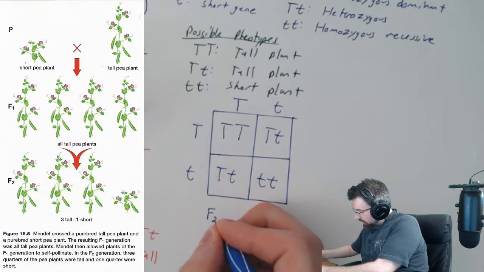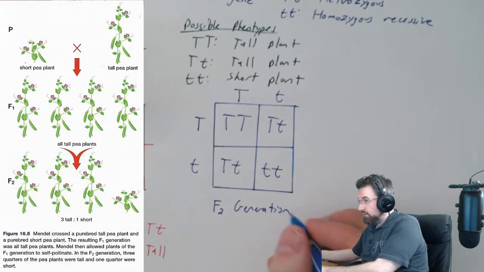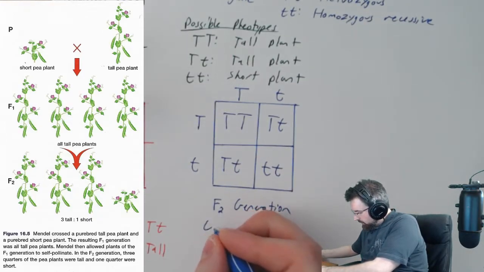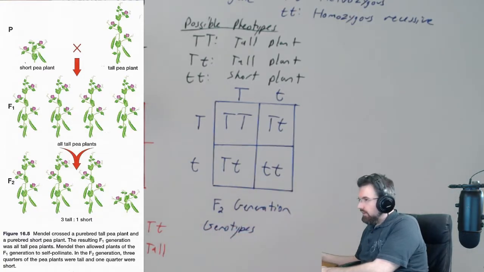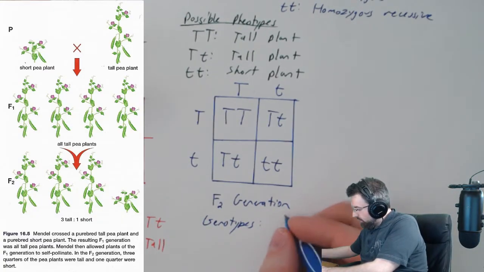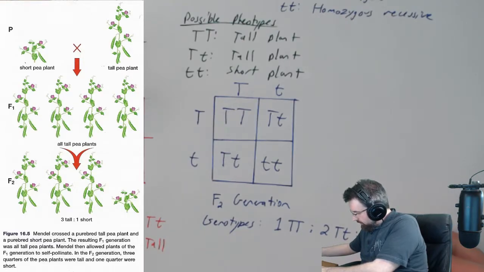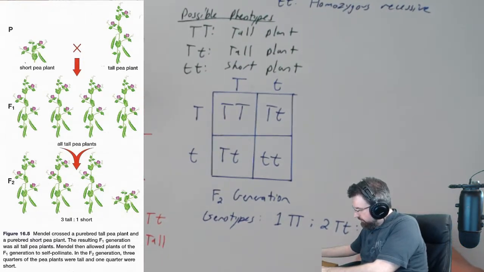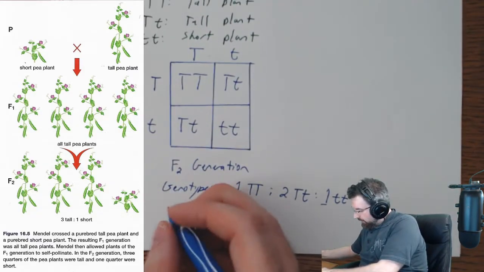So now this is what we call the F2 generation, or the second filial generation. The genotypes. Now here we're going to have a more significant ratio here. There's going to be more things in it. We're going to have 1 homozygous dominant to 2 heterozygous to 1 homozygous recessive. Right, just like that. And then our phenotype.